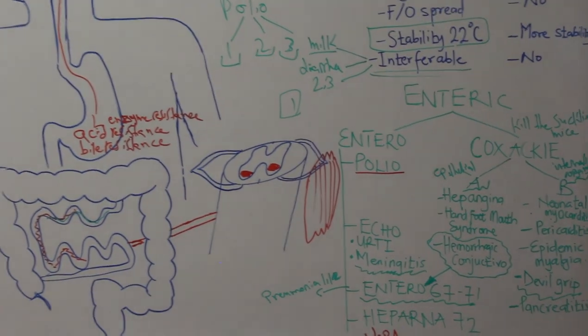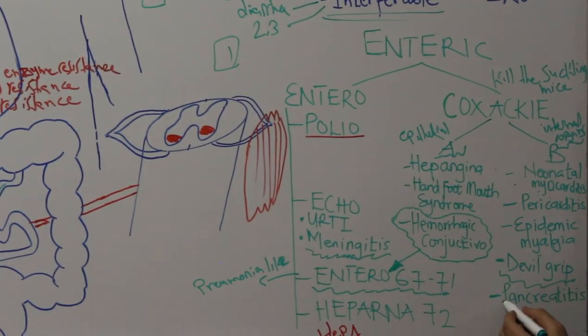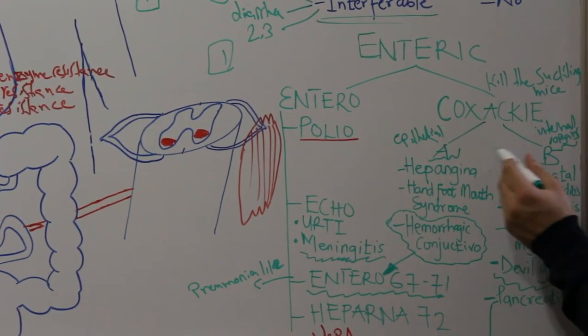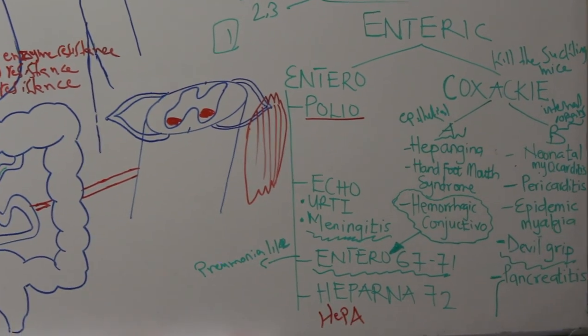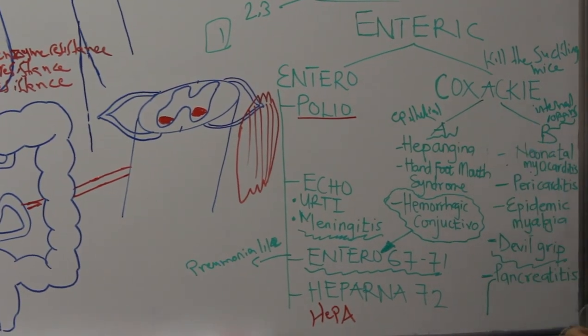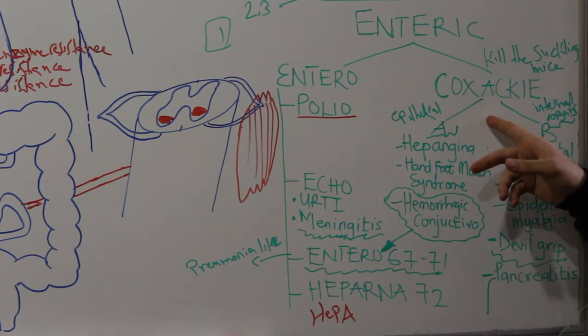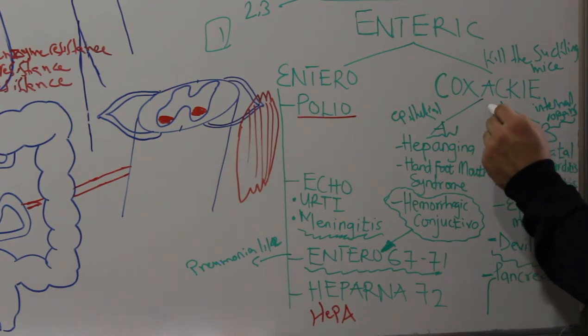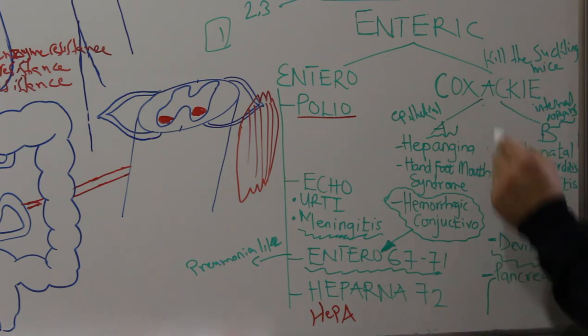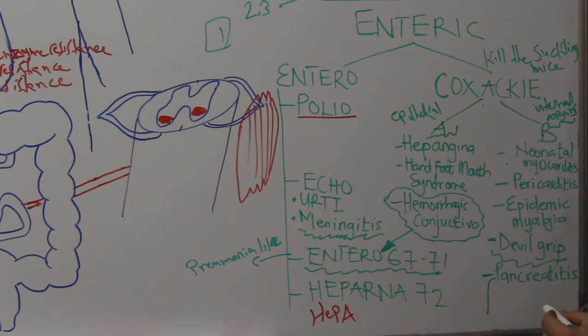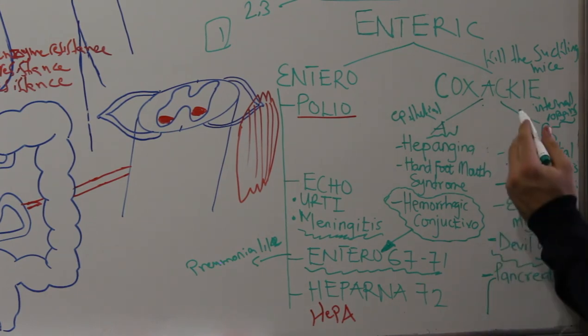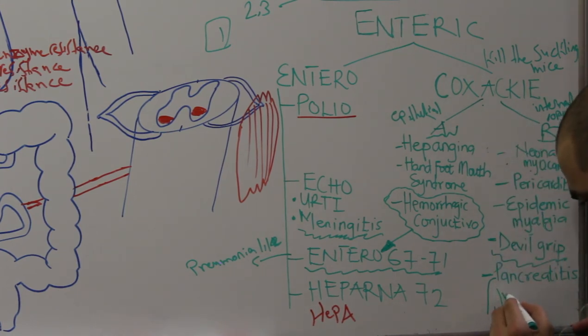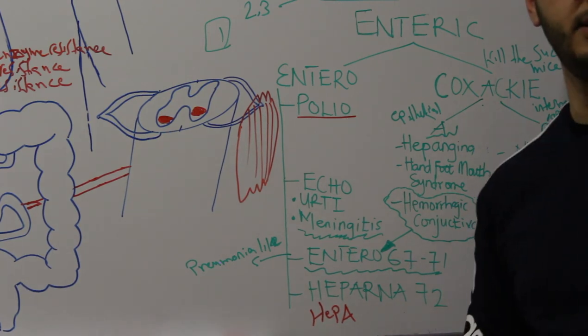And it can cause pancreatitis, and mostly these infections will be in children, or congenital, actually. It can transfer from the mother to the child, and thus the child will have juvenile pancreatitis and juvenile diabetes. So one of the causes of juvenile diabetes is Coxsackie B.